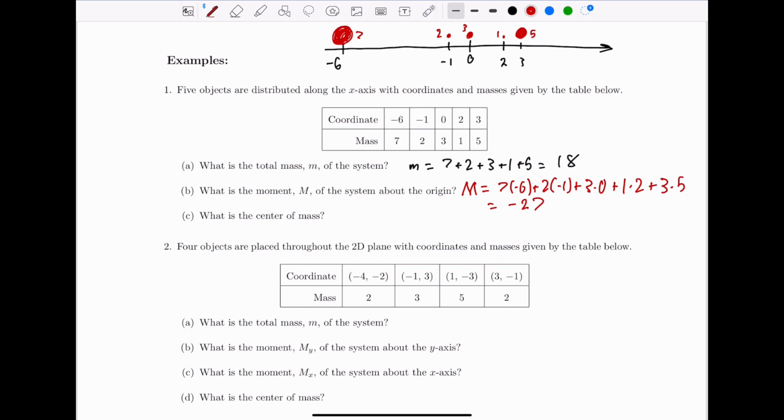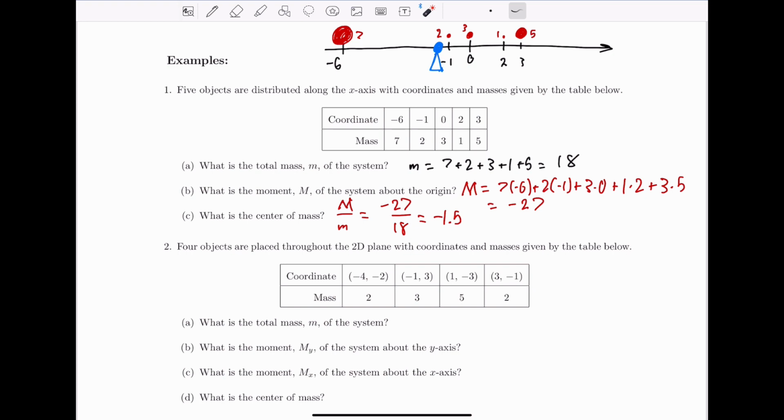Now the center of mass is the moment divided by the sum of the masses. So this is capital M divided by small m. Capital M is -27 divided by small m, which is 18, and this simplifies to -1.5. That means that the center of mass of this system is right about here at -1.5. If we were to add a fulcrum there, the objects would perfectly balance about this point.